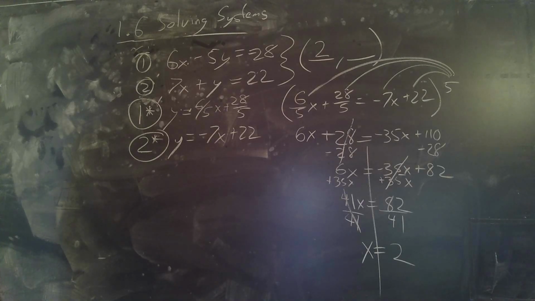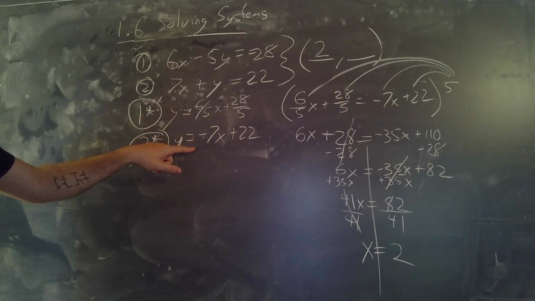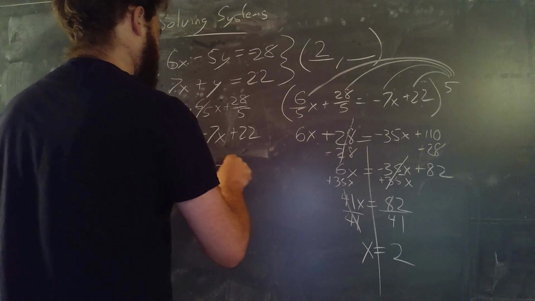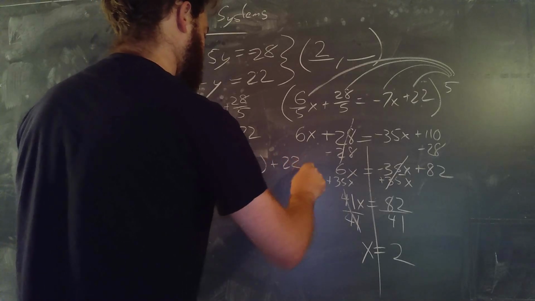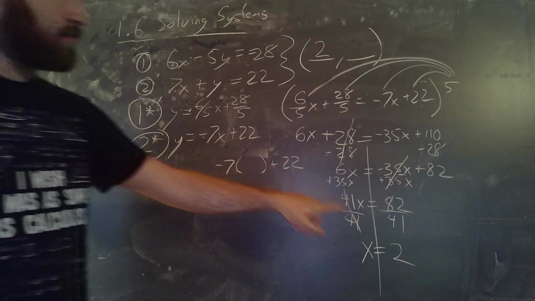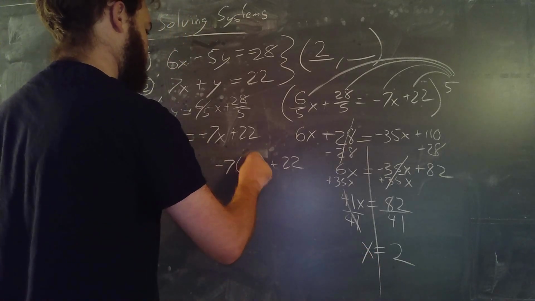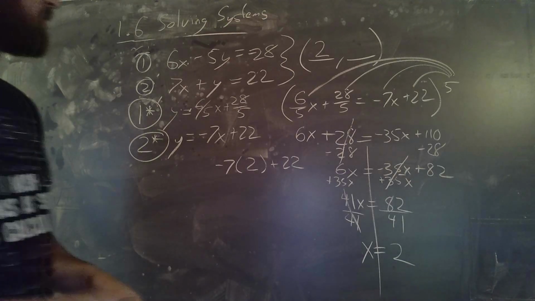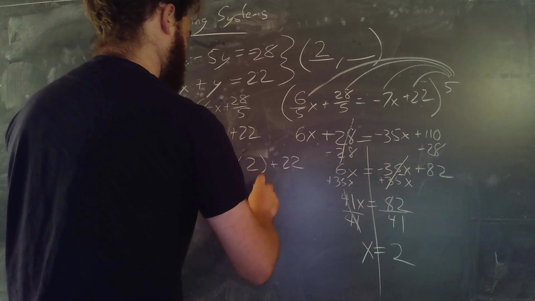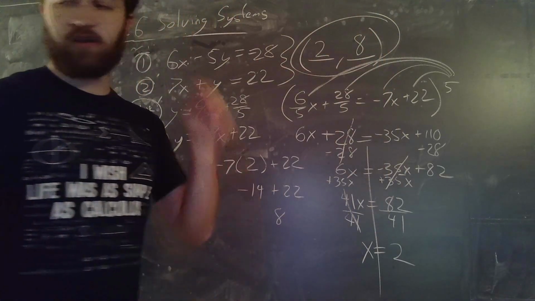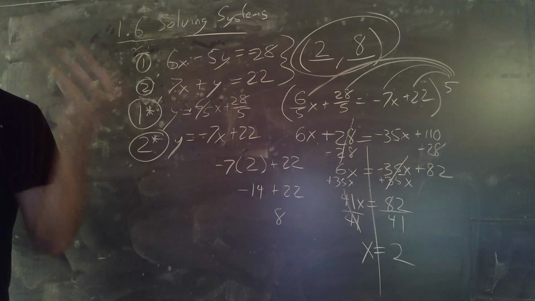Well, now I need to find the y answer, so you pick your favorite equation. I'm going to pick the one that doesn't have fractions because it's just easier to deal with. So we will have negative 7 times x plus 22. And what we mean by substitution is we're going to substitute the value of x in this equation with the value of x that we found. So that is 2. So we'll have negative 7 times 2, which is negative 14, plus 22, which is just 8. So my solution to this system of linear equations is just 2, 8.